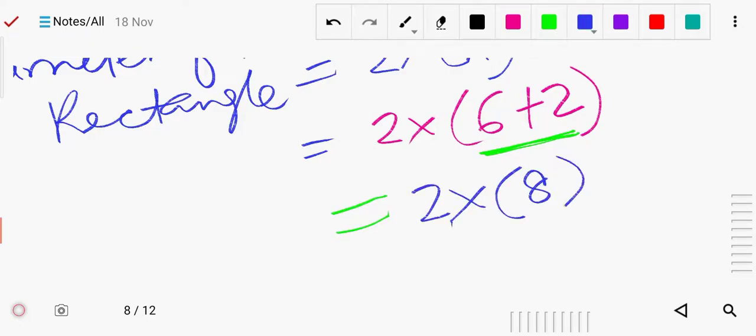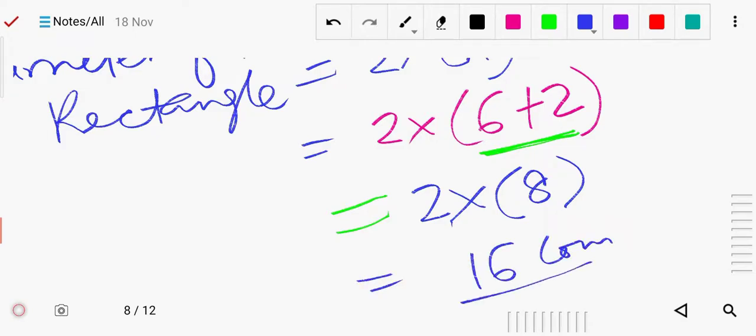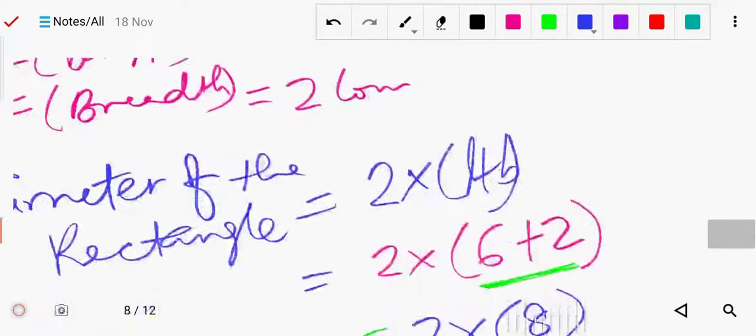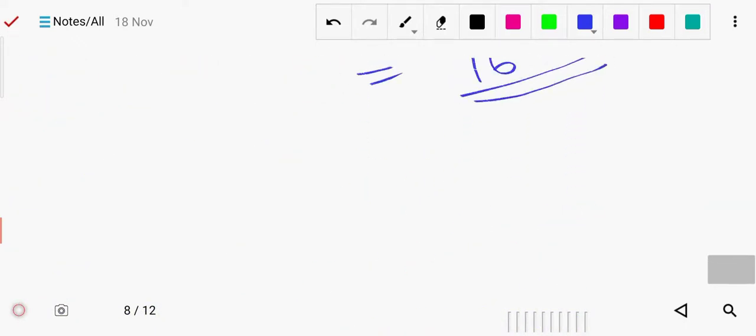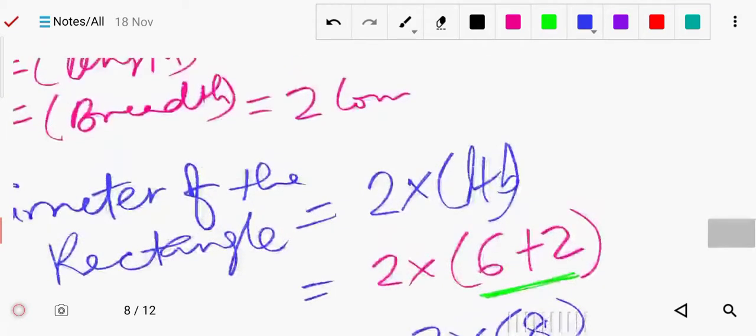So 6 plus 2 is 8. Now 2 into 8 is 16, and this is the centimeter. So now your answer is 16 centimeter. Okay, so the perimeter of this rectangle is 16 centimeter. Okay, so here we have solved. This is the solution of this number 2.